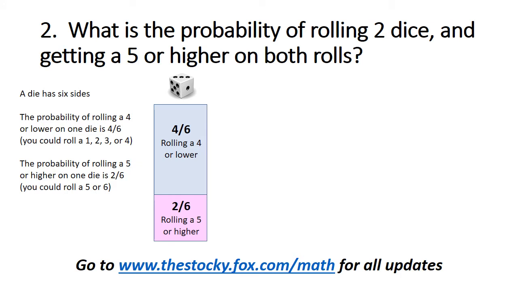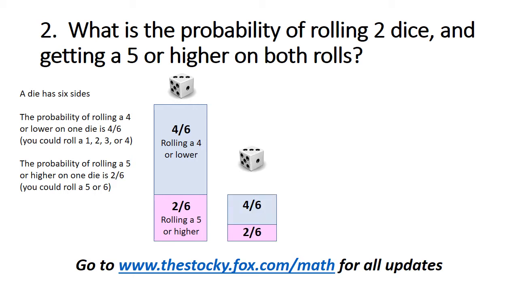So if we rolled our first die, there would be a 4 in 6 chance we would get an outcome we don't want. We'll make that blue. And a 2 in 6 chance we'll get the outcome we do want. And we'll make that pink. Now, when we roll our second die, we're only going to care about that if in the first roll we got what we wanted.